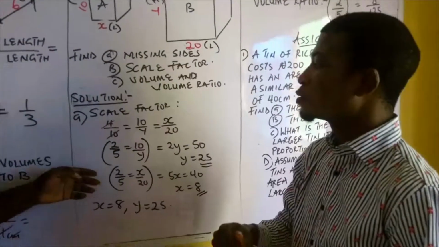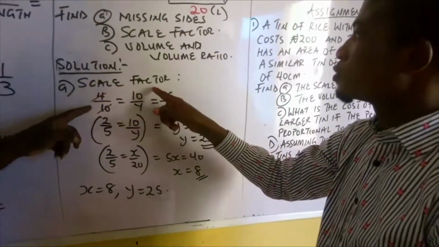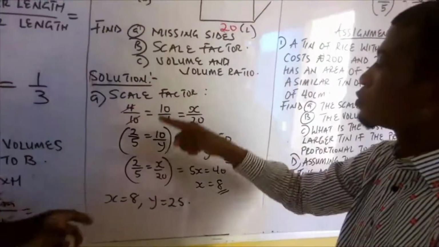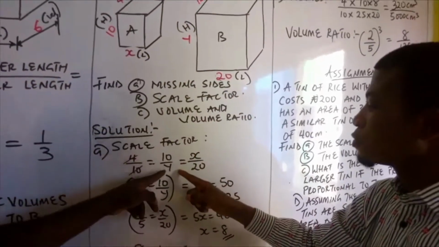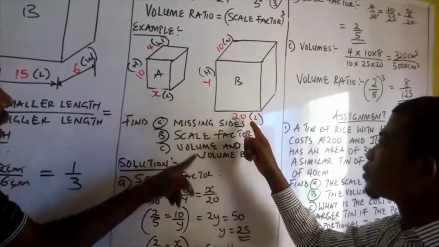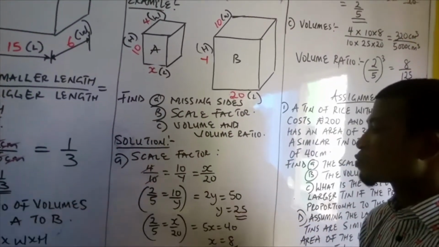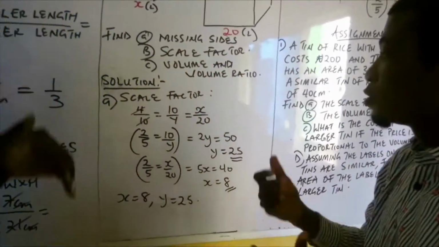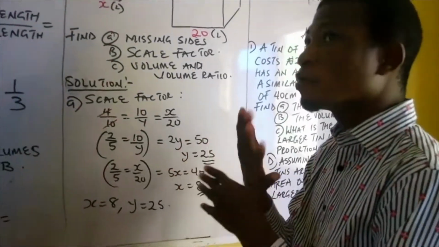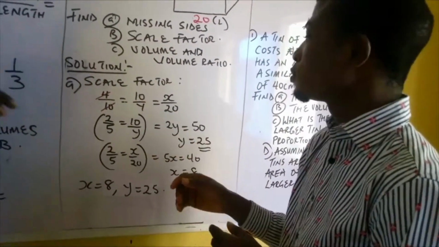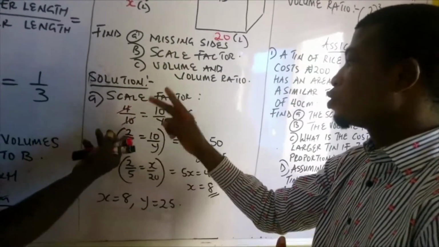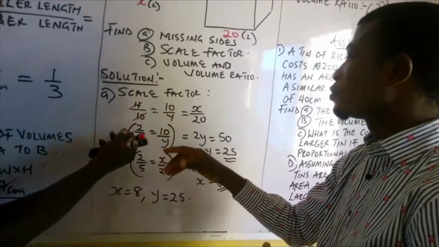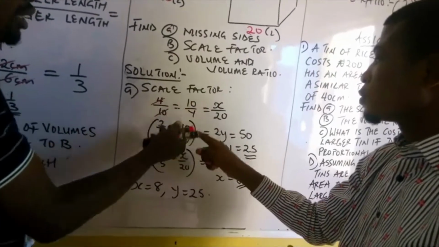For the scale factor, we have width over width, 4 over 10. Then height over height, 10 over y. Then the length, x over 20. Remember that it is the smaller over the bigger shape. If you reduce this to the lowest terms, it automatically gives you the scale factor, which is 2 over 5. So we have 2 over 5 equals 10 over y.